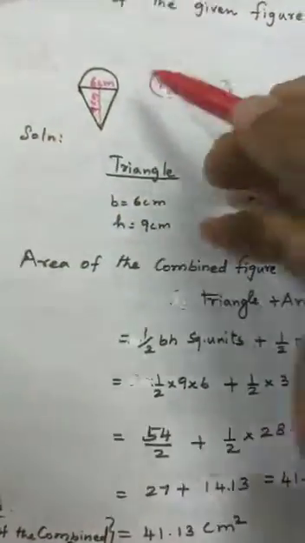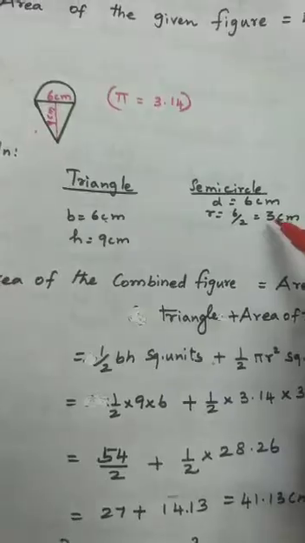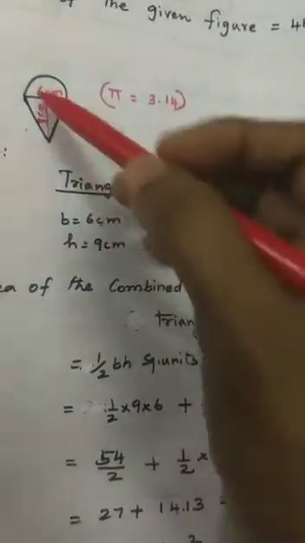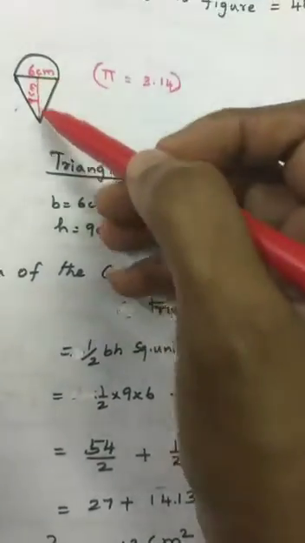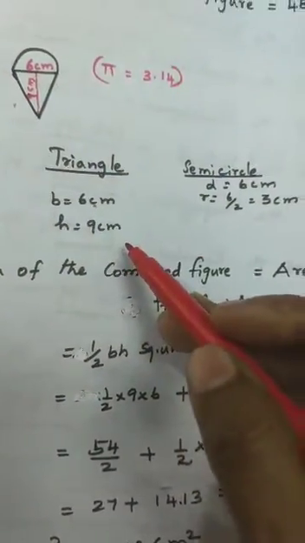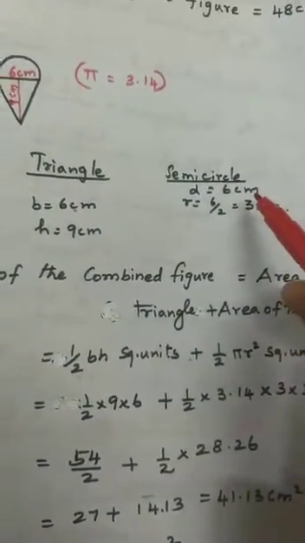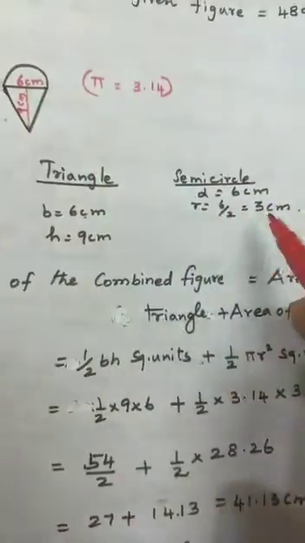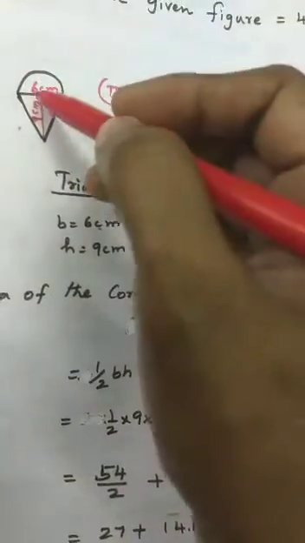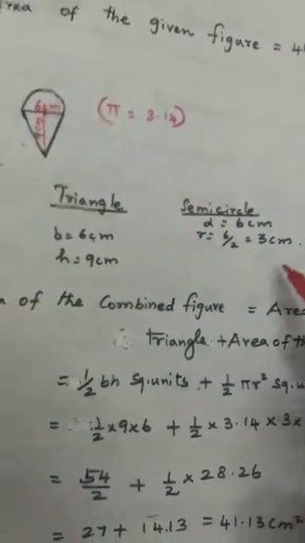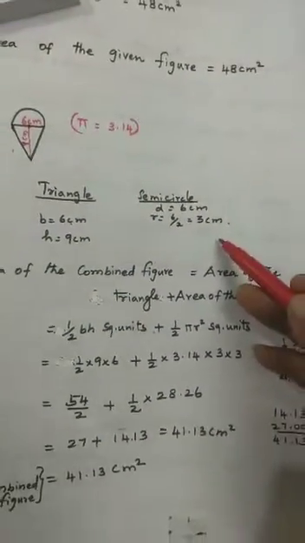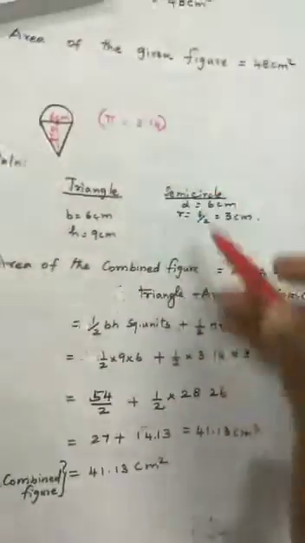The combined figure, triangle and semicircle. See the triangle. Here the base is 6 centimeter and the height is 9 centimeter. Then for the semicircle, diameter is equal to 6 centimeter and radius is equal to 6 divided by 2 is equal to 3 centimeter. Now you have to take pi is equal to 3.14.